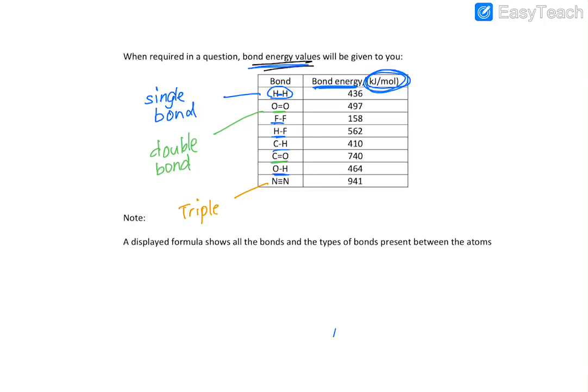Now, the stronger the bond, the higher the bond energy value. So you see a triple bond in nitrogen. This is much higher compared to a single bond in hydrogen, which means that a triple bond is stronger in nature compared to a single bond in hydrogen. You don't need to learn these bond energy values. Whenever you are required to use them, they will be given to you.